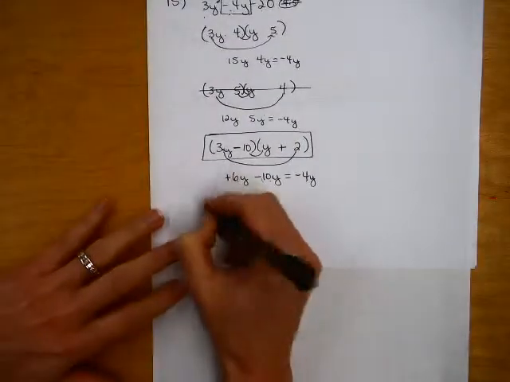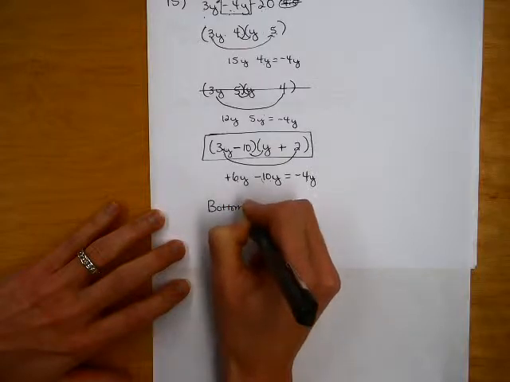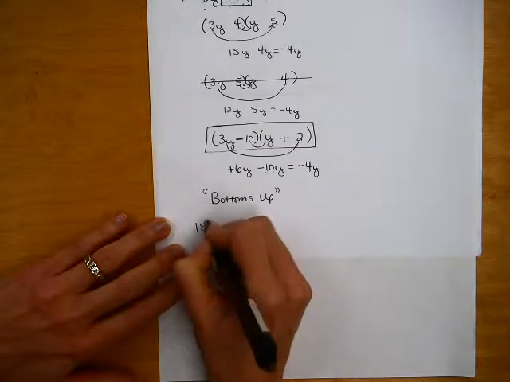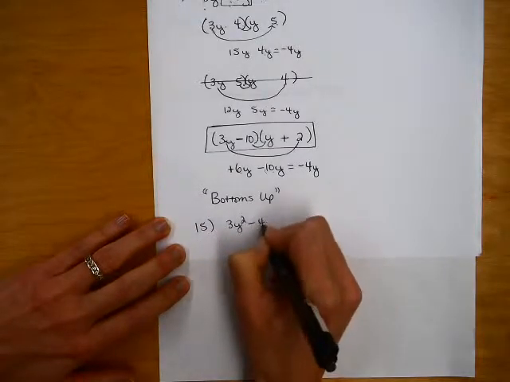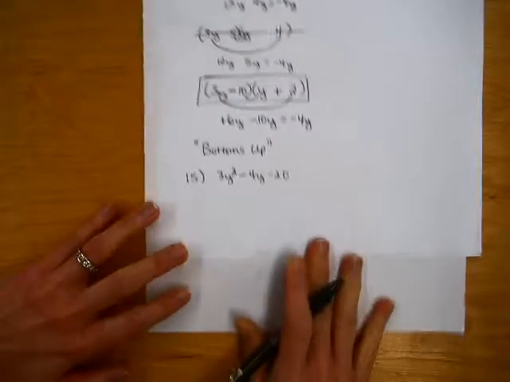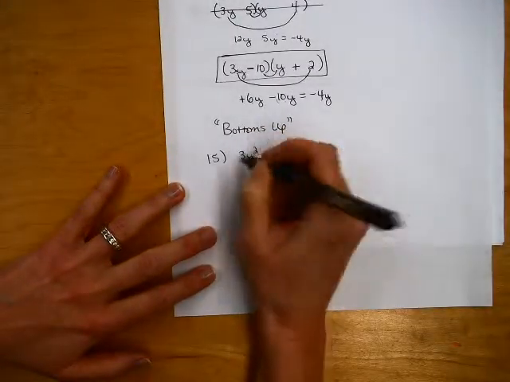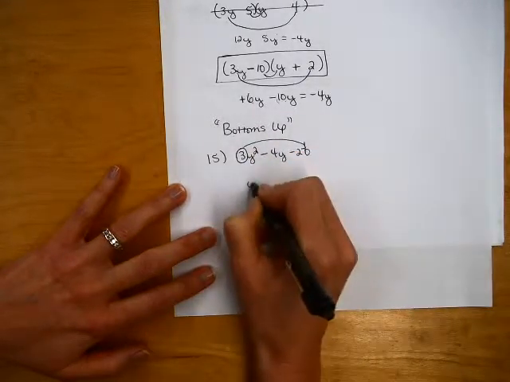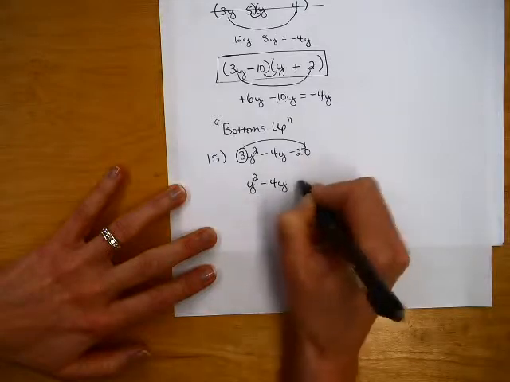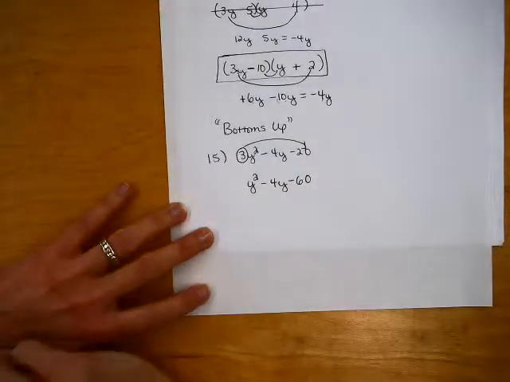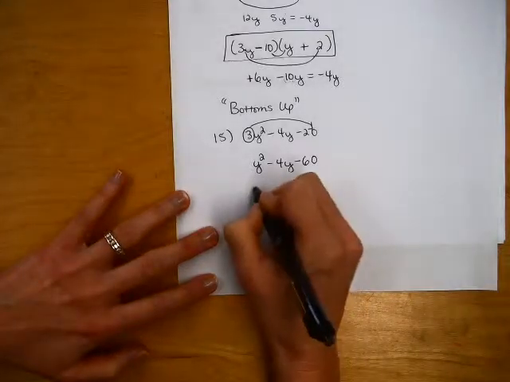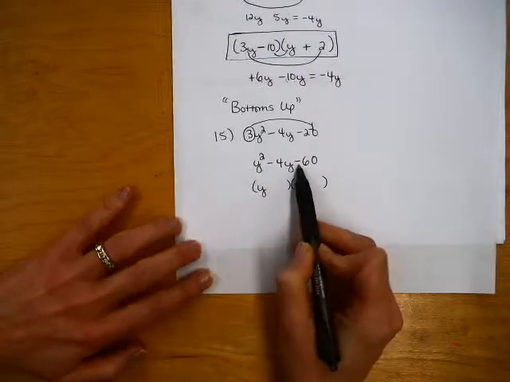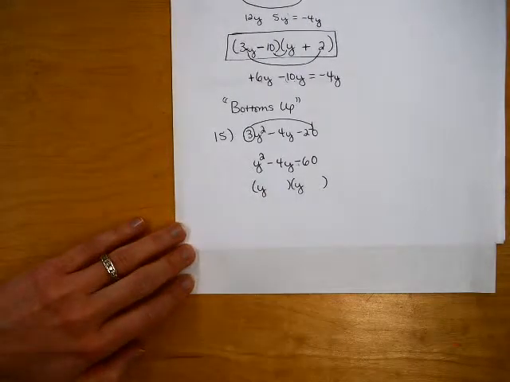Okay, I'm going to work number 15, that same one, using that bottoms up factoring method. And so if we take 3y squared minus 4y minus 20, and we factor it using that bottoms up method, I take this 3 in the front and I move it to the end and multiply it. So this becomes y squared minus 4y minus 60. Okay? And so I start my factoring. Y times y is y squared. My last term is negative, so my signs should be different.